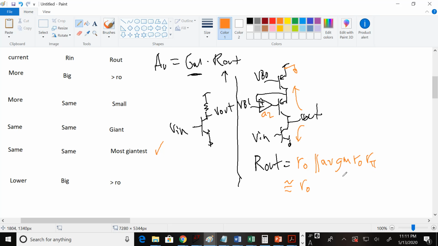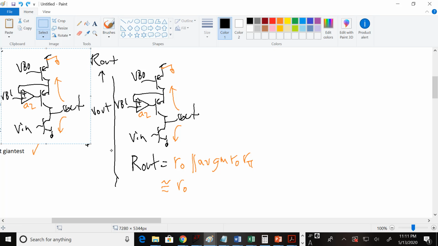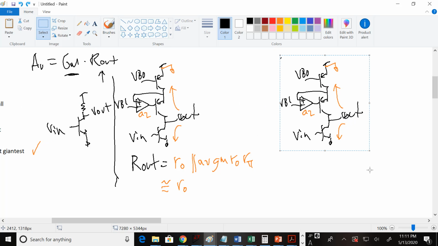So you lose the effect of making this load resistance look really big, because looking down, you still just see an RO. You lose the advantage of using gain boosting. So what you have to do to get your maximum gain is gain boost looking up, and then you also have to gain boost looking down.